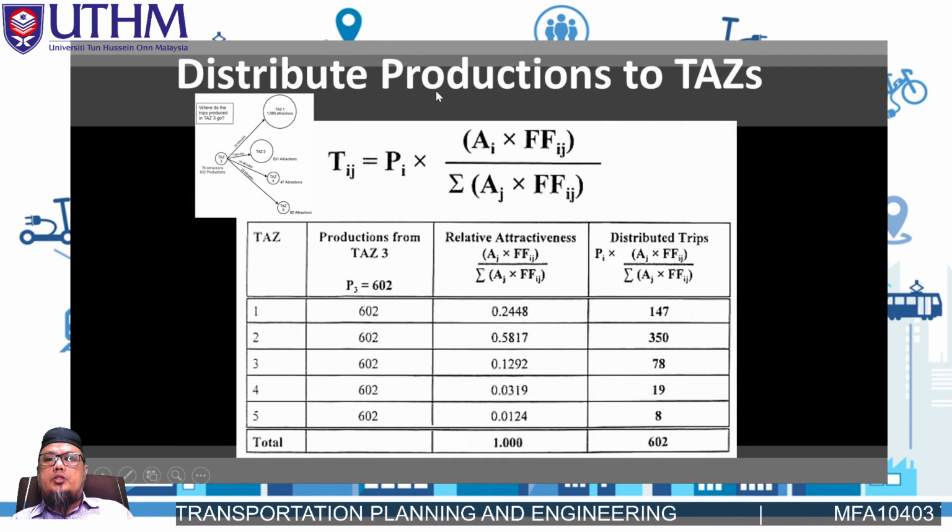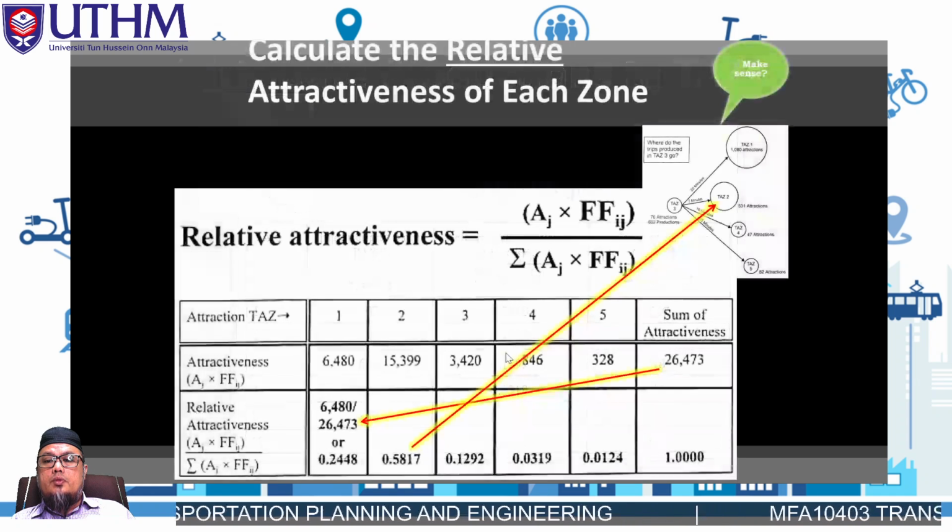Okay, distribute the production to all TAZ. So we're going to calculate the distributed trip, which is T. T is equal to P multiplied by the relative attractiveness. First we have P, which is the production from the figure example, which is 602. So with the production and the attractiveness value, we can calculate this one.